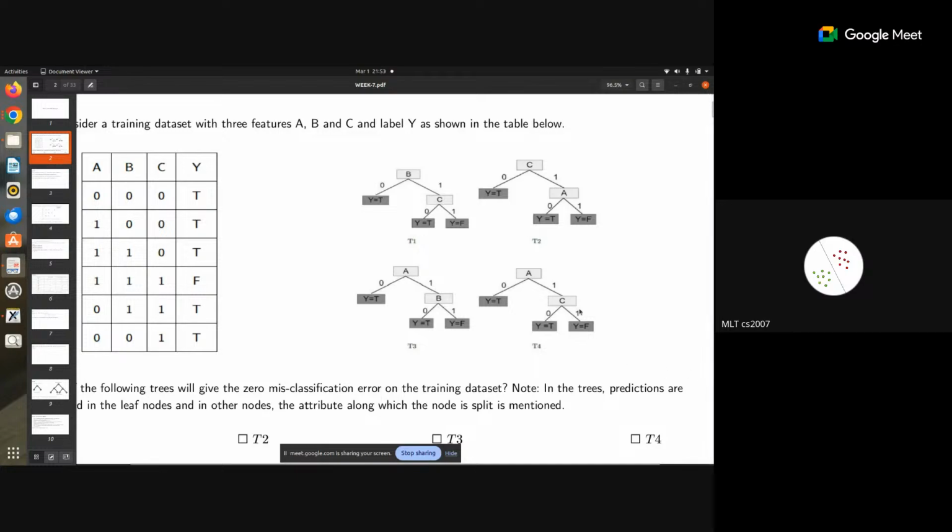For T4, again the question is at node A. If A is 0, it is true. That is fine. Then if A is 1, we go for C. If C is 0, we say true, and if C is 1, we say false. Now T4 and T2 give me 0 misclassification errors. That means they are not misclassifying anything. I hope it is clear.